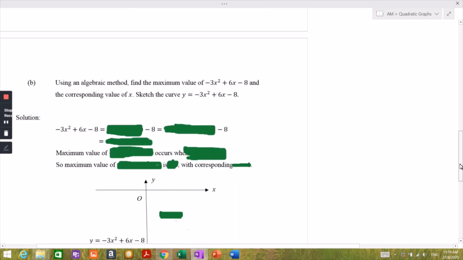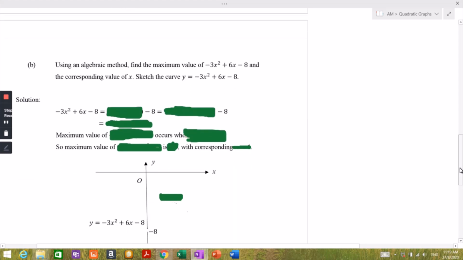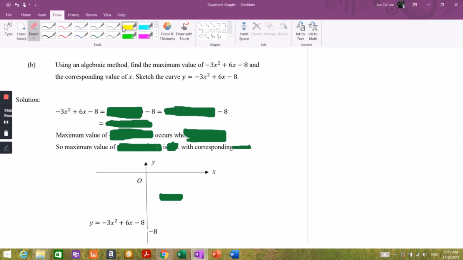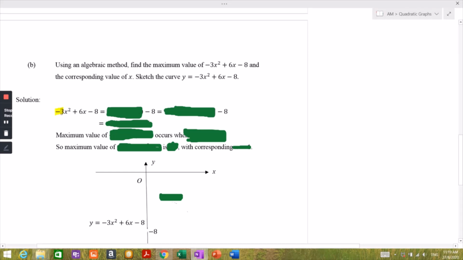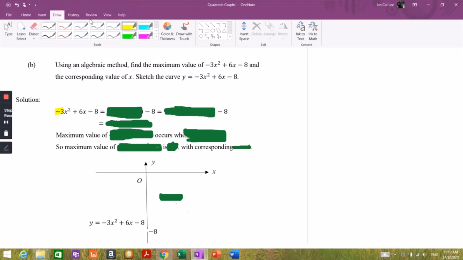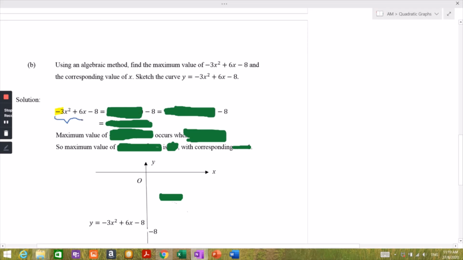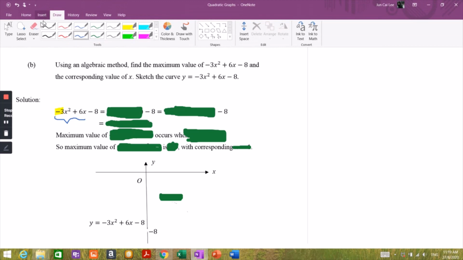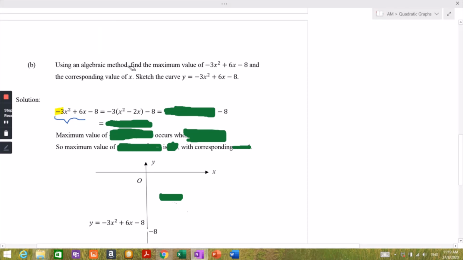Part B, you need to use the algebraic method, and that's where you find the maximum value of a quadratic expression. So here you need to do complete the square. In complete the square, there's a few steps you must follow, especially if you're still new to this idea. The first step, whatever it is, you need to make sure that the coefficient of x squared is a 1. In this case, it's not. It's a -3. So what do you do? Well, you need to factorize out a -3 from both the x squared and the x terms, like this.